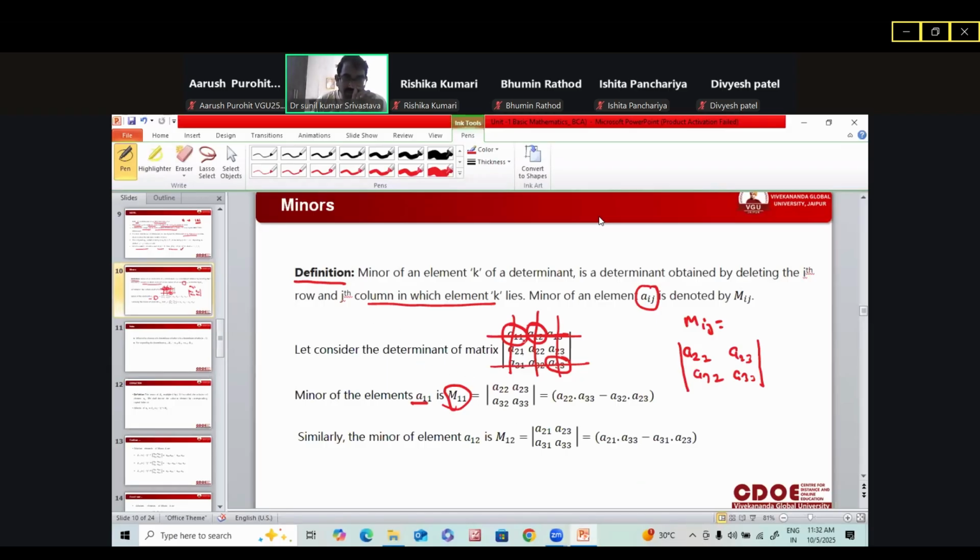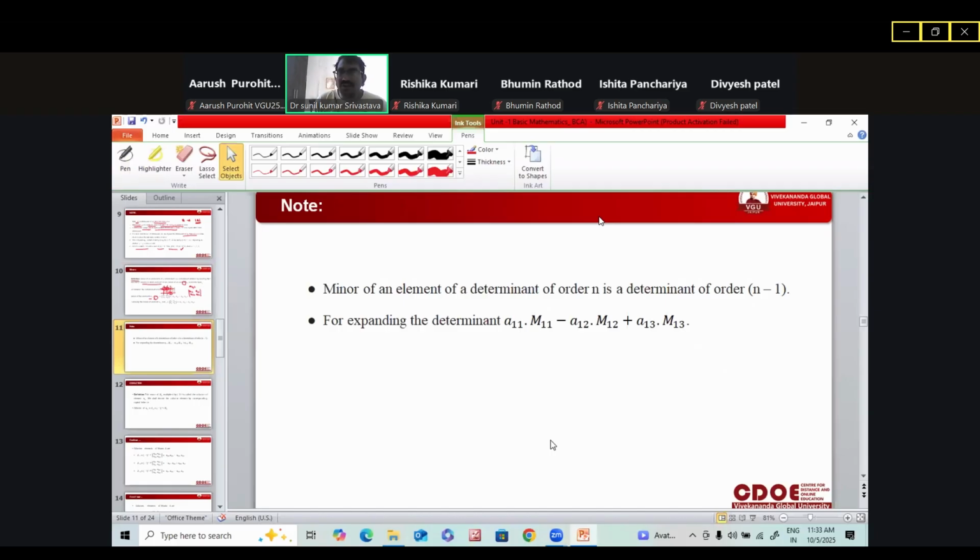The minor of an element of a determinant is obtained by deleting the ith row and jth column in which the element lies. The minor of an element is of order n minus 1. The expanding form is given by A11 M11, A12 M12, and A13 M13, which is the expansion of the determinant of any order of the matrix A.